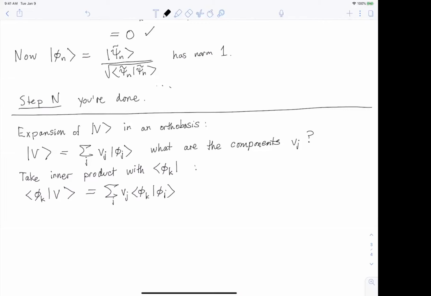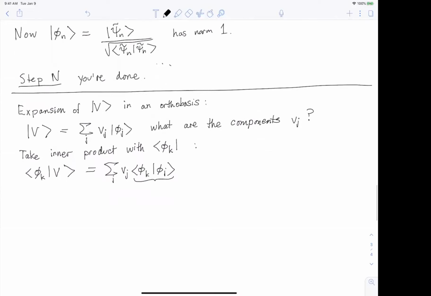But we're going to do what we usually do whenever we see an inner product of orthobasis elements. That's equal to the Kronecker delta. It's 1 if and only if j and k are equal, otherwise it's 0. And so only one term in the sum survives, and that's the one where j is equal to k. And so the answer for this is just v sub k. Okay, so what we've learned is that we know what the components are. v sub k is in fact the inner product of phi sub k with v.